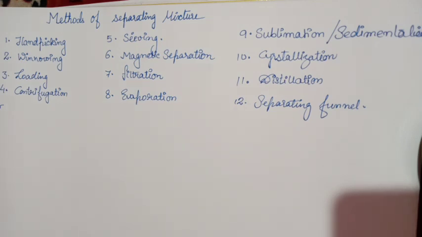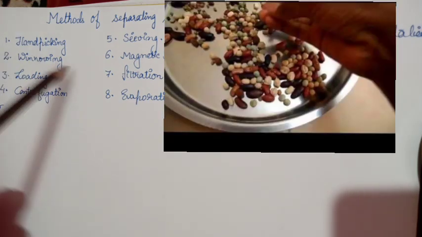Our topic for today is methods of separating mixtures. There are many ways from which we can separate a mixture, whether it is a homogeneous mixture or a heterogeneous mixture. So, the first method that comes is hand picking.